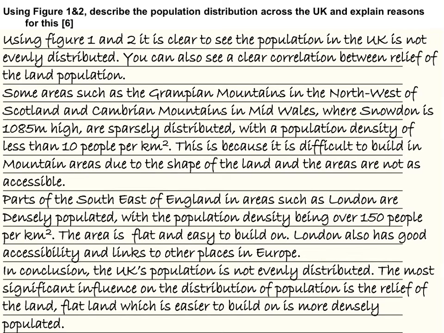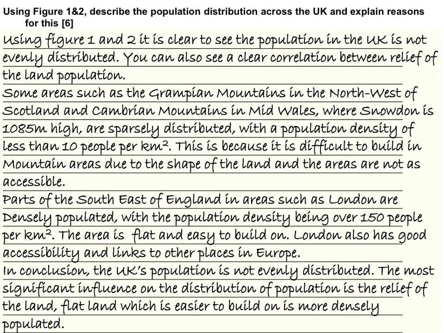Using figure 1 and 2, it's clear to see the population in the UK is not evenly distributed. You can also see a clear correlation between relief of the land and population. Some areas such as the Grampian Mountains in the northwest of Scotland and the Cambrian Mountains in mid Wales, where Snowdon is 1,085 metres high, are sparsely distributed, with a population density of less than 10 people per kilometre square.